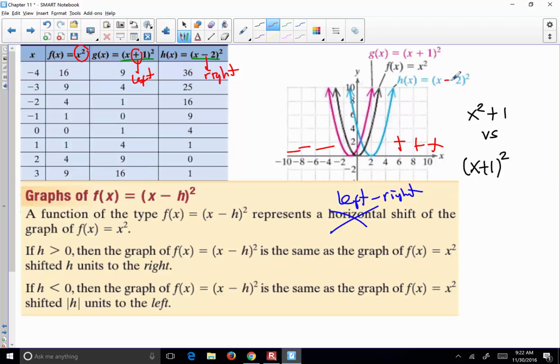So when I have a minus, I'm shifting right. Where? From 0 to 2 units right. 2 units. 0 to 2. When I have +1, I'm shifting left. Look, +1. I'm shifting left to -1 when I shift left. Okay?